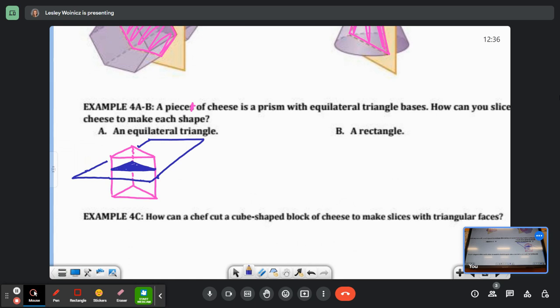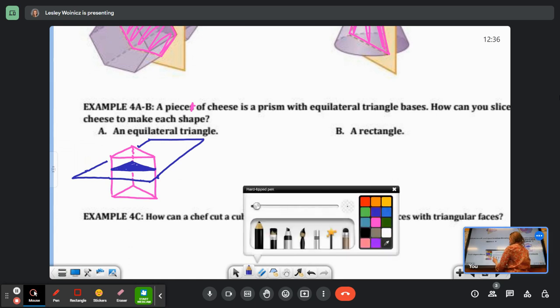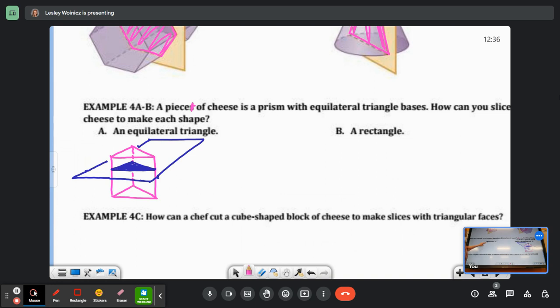I'm sorry. Okay, a rectangle. This one should be easier. So this one, let me get my little cheese. Oh, this is a better way to do this, guys. Okay. So anything that is parallel or perpendicular to the base going through like this would work. So I can just cut through here.